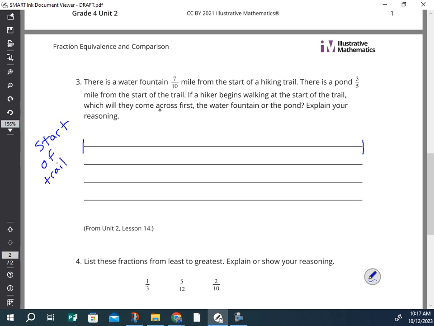Over here on the left, this is the end of the trail. In math, we would say this is 1. We completed the whole thing, which is the trail. We don't usually talk about trails. And then 0 would be the start. And I see there's 7/10, and I see there's 3/5.